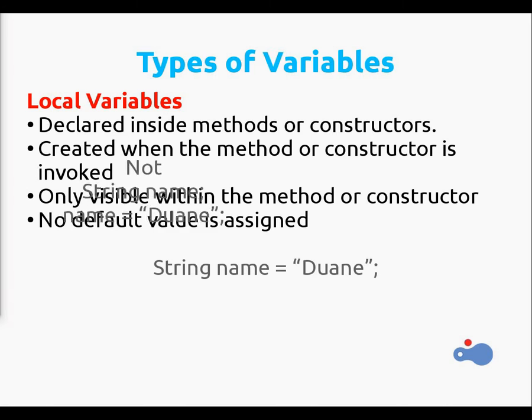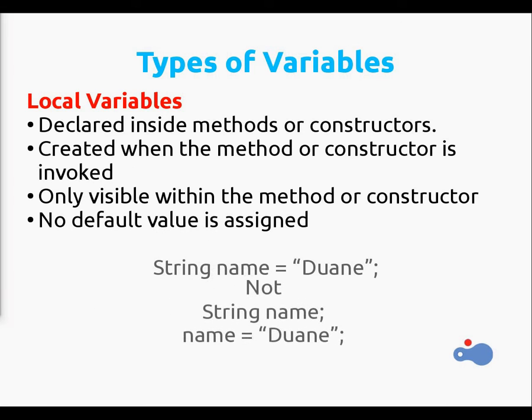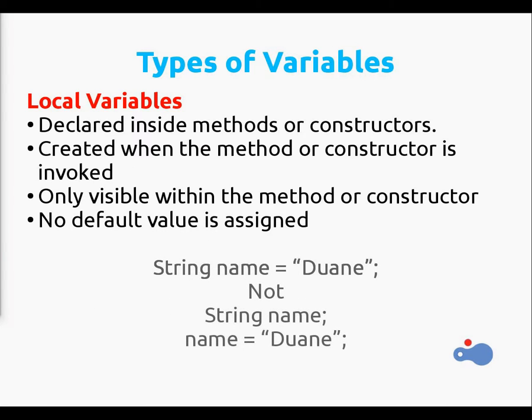And this is how you do not create a local variable. You can't first declare it and then have an assignment after. That can only be done with instance variables. So remember, local variables are inside of methods or constructors, and instance variables are outside of methods or constructors.